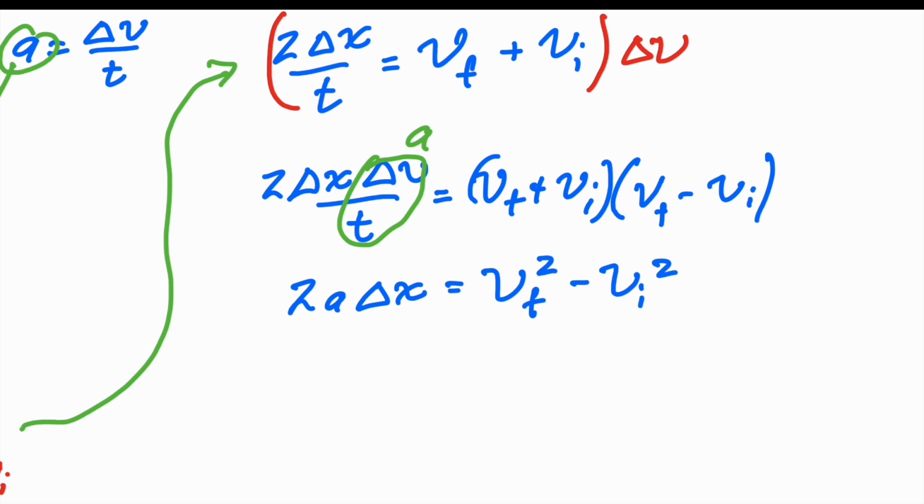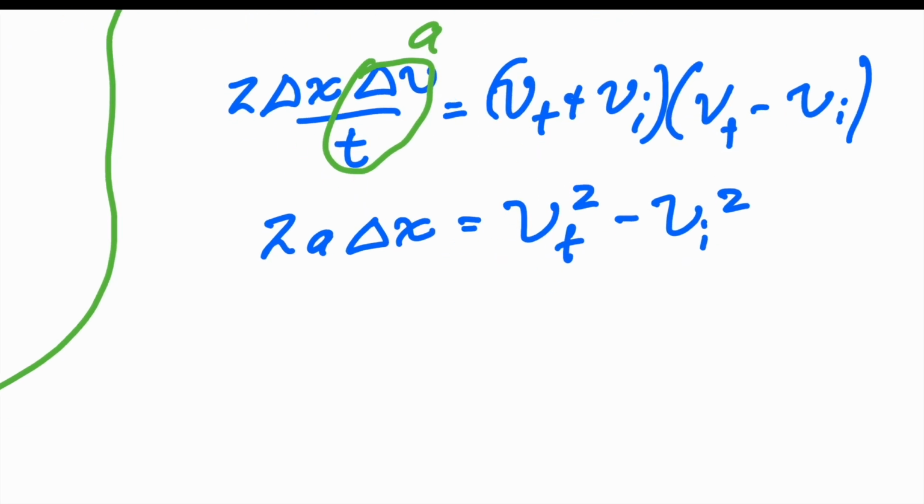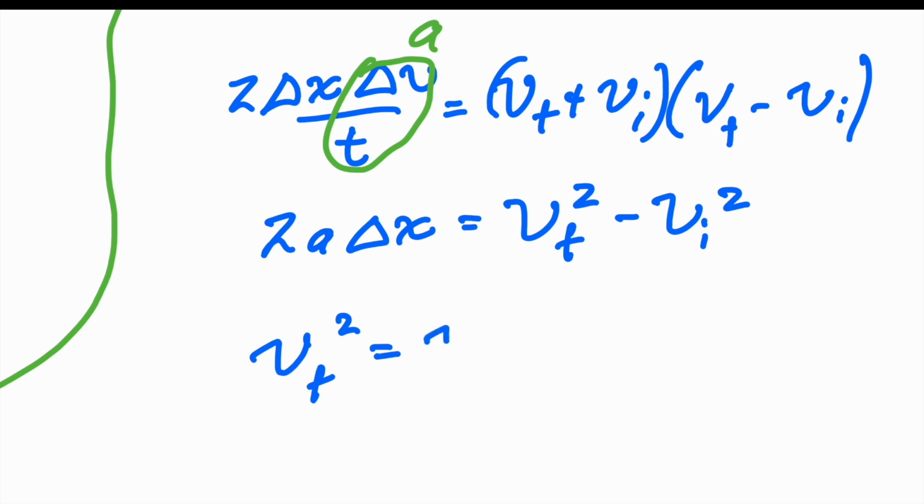Now I have an equation that doesn't have time in it. If I know the initial velocity, the final velocity, the acceleration, the displacement, or any combination of those things, I can solve for the others using this equation, and I don't need to know the time. Okay. I'm going to write this a different way. This is how it's normally written. Vf squared equals vi squared plus 2a delta x.